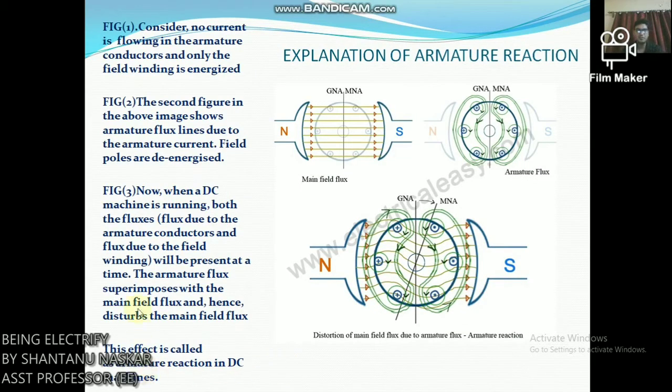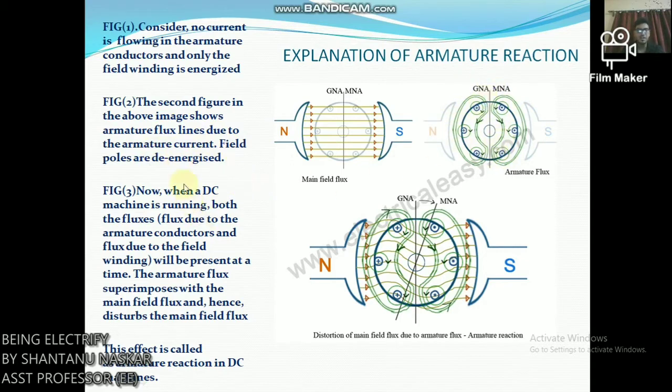Now the actual explanation of the armature reaction. There are three figures: figure 1, figure 2 and figure 3. In figure 1, consider no current is flowing in the armature conductors and only the field winding is energized. Figure 2 shows armature flux lines due to the armature current. Here the field poles are de-energized.